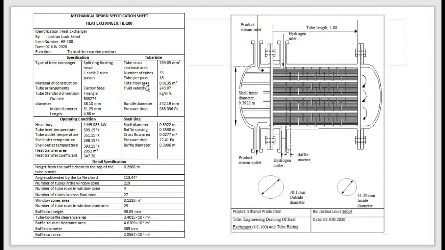And it is based on this also, right? Why did we choose one shell, two tube passes? Because it suits our production, and we have done our research, and it really does. So that's all for me for the mechanical design part. Thank you.